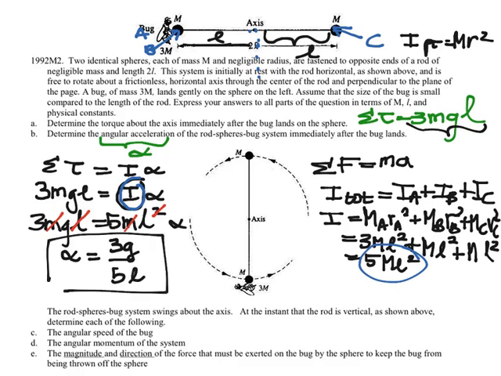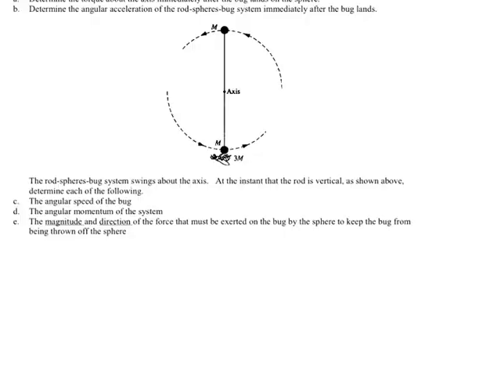Now, as soon as the bug lands on the sphere, the whole thing is going to turn around. Okay, and so in part C we want to know by the time the bug reaches this bottom point, what is its angular speed going to be?